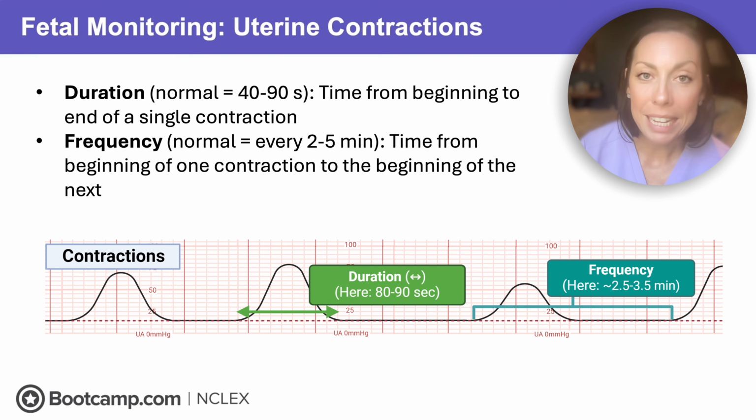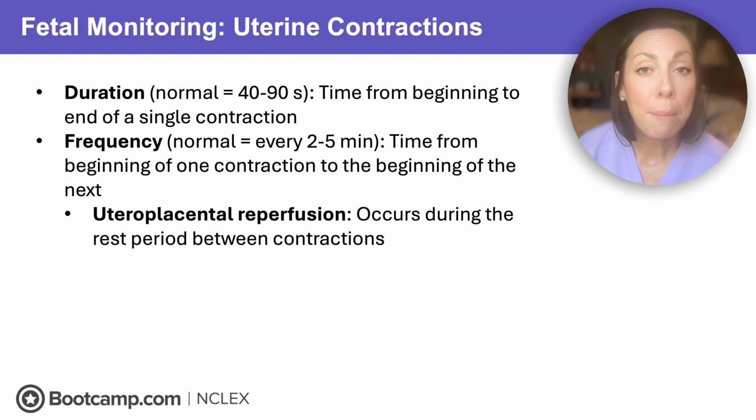And then we have frequency. This is going to be normally every 2 to 5 minutes, and this is the time from the beginning of one contraction to the beginning of the next contraction. And the time between contractions is going to be known as a rest period. During this rest period, there's this uteroplacental reperfusion that happens, and this is where that uterus refills with blood and oxygen for that placenta and baby.